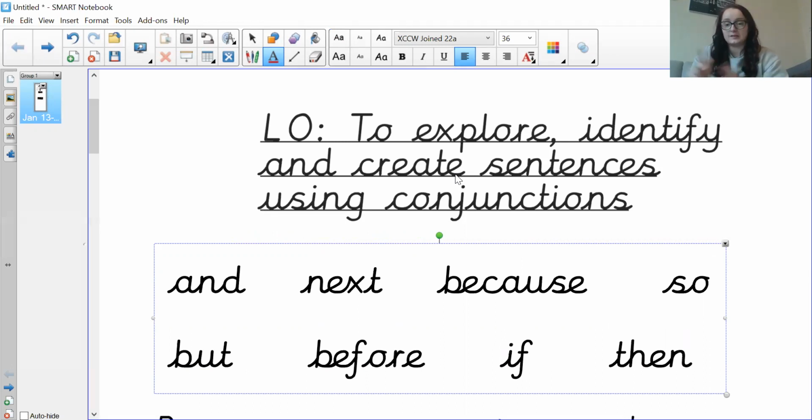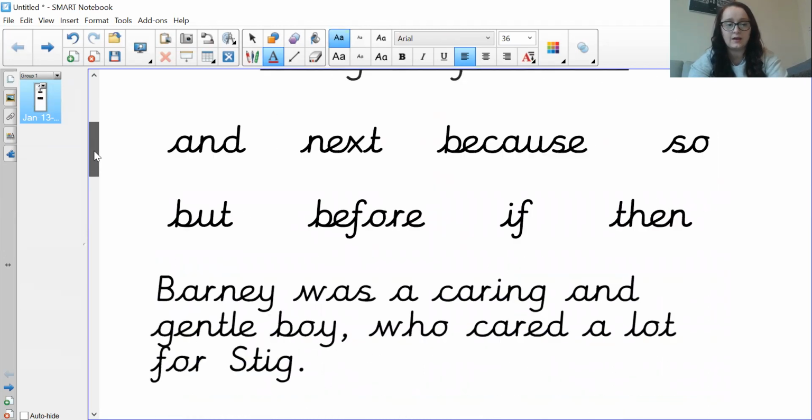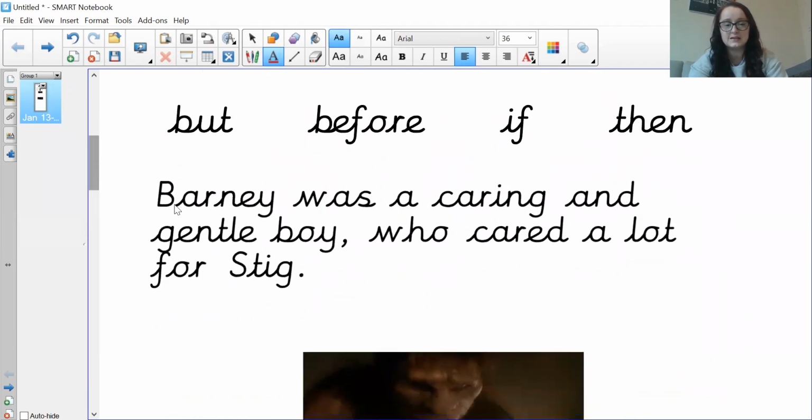What I'd like you to do now is pause the video and write down these conjunctions, because you're going to be needing them later on when you're doing your English activity. Right, now we are going to quickly look at my sentence here. It says, Barney was a caring and gentle boy who cared a lot for Stig.